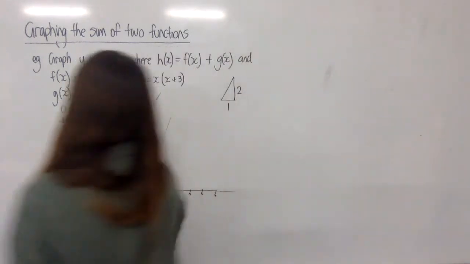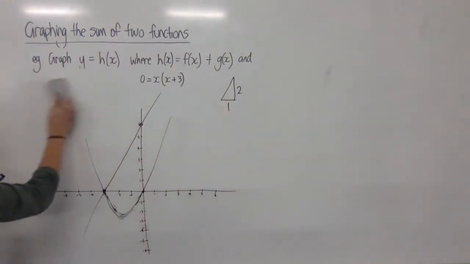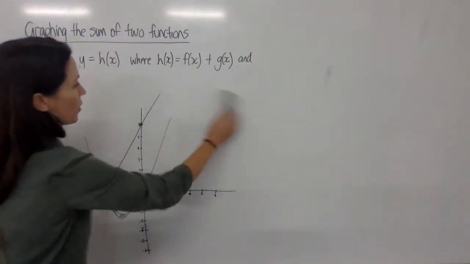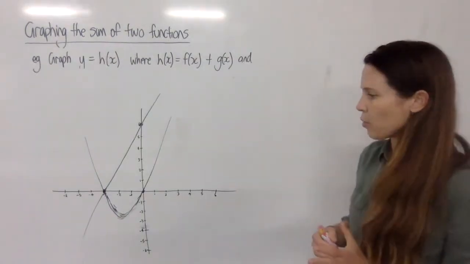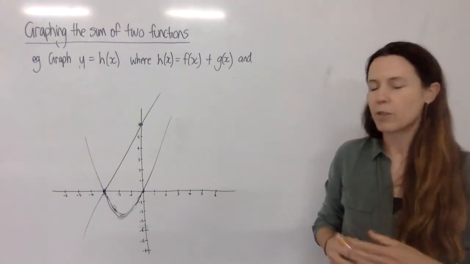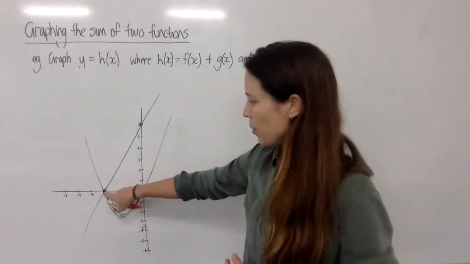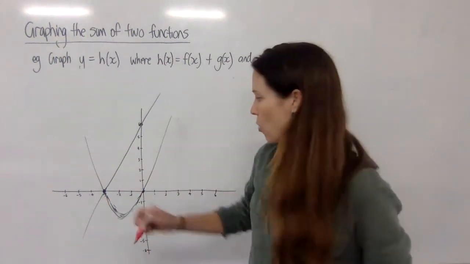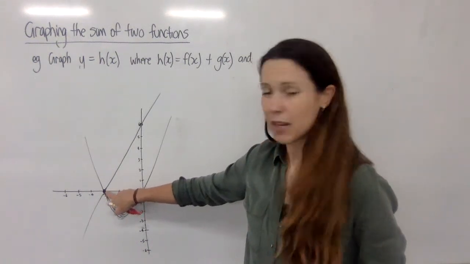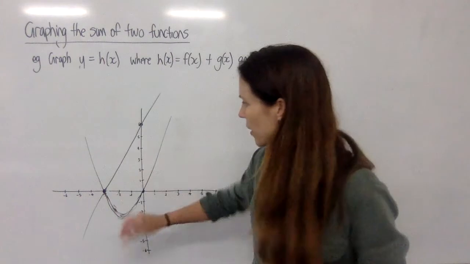In other words, let's pretend that we don't even know what the equations are. We're just going off this picture. So let's look for key points. We need to add y values together. Now I can see here that they both meet here, right on the x-axis. So the y value of both of these functions here is 0. So if I add 0 to 0, I get 0.